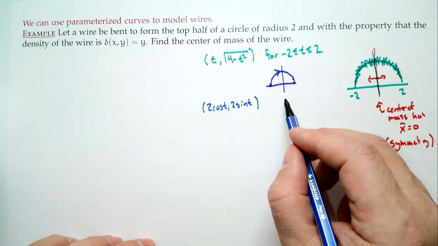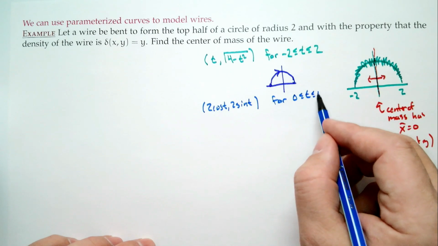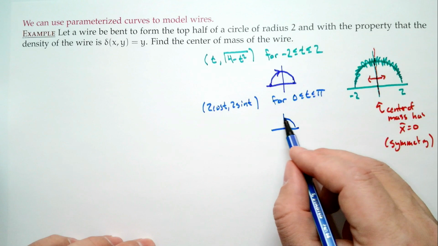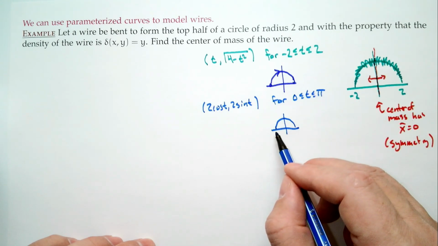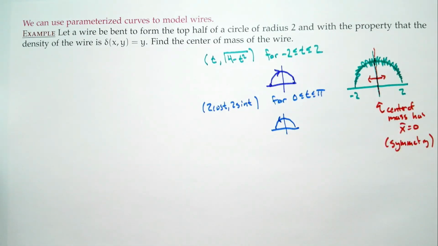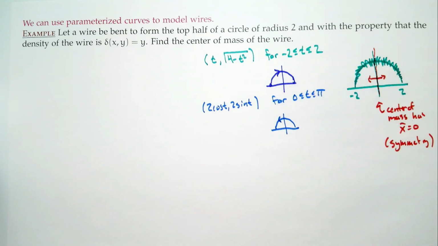Where would t need to go between? 0 to pi. Now, if you did this parameterization, which way would you traverse the circle? Left to right or right to left? You'd actually be going right to left. Now, will it make a difference to the final answer whether we have a parameterization that goes left to right versus one that goes right to left? The answer is no, not at this time.